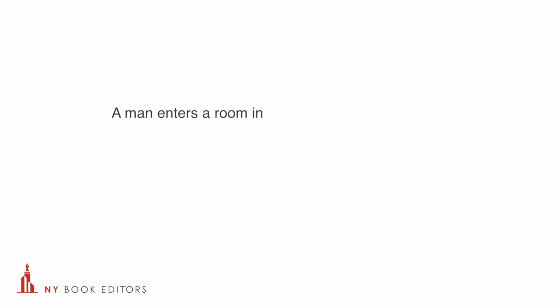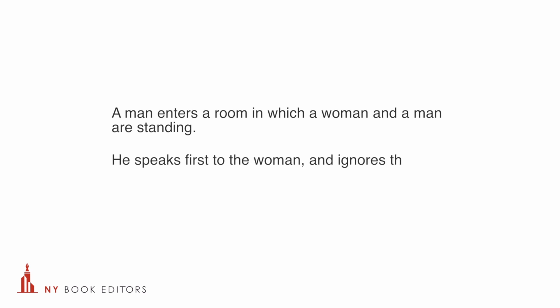Now that we have the basics down, we're going to have some fun. We're going to show how a character can slip through our changing perceptions, how we can create marvelous and effective contrasts in a reader's expectations. Here's James Wood's example. That's a really good one. A man enters a room in which a woman and a man are standing. He speaks first to the woman and ignores the man. The reader thinks, he's that kind of man. But then the novelist reveals that the woman he's talking to is extremely unattractive.